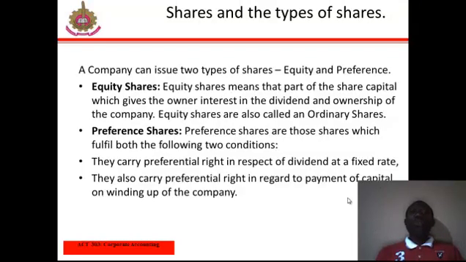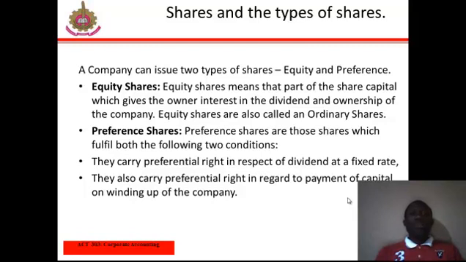A company can issue two types of shares: equity and preference. Equity shares simply means that part of the share capital which gives the owner interest in the dividend and ownership of the company. Equity shares are also called ordinary shares.